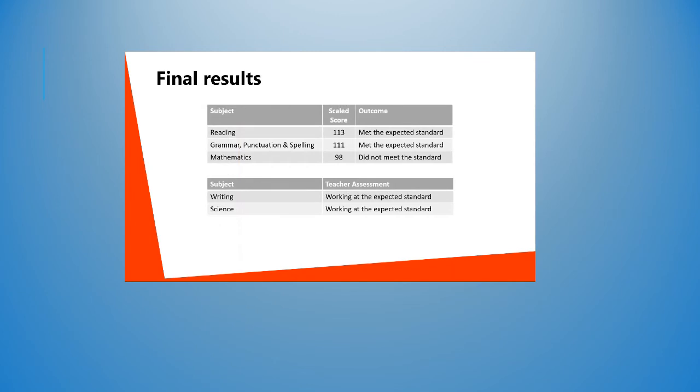Results for the tests will be reported to parents at the end of the year, showing both the scaled score and indicating whether the child has met the expected standard or not. In addition, teachers will make a separate teacher assessment judgment about whether a child is working at the expected standard for their age.